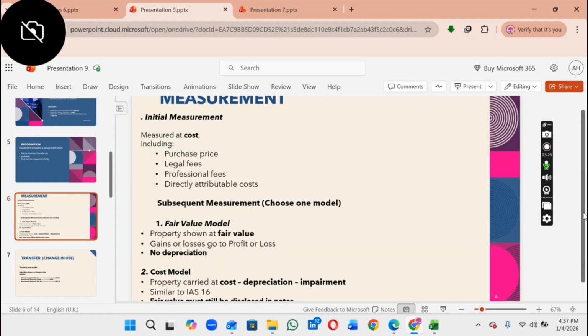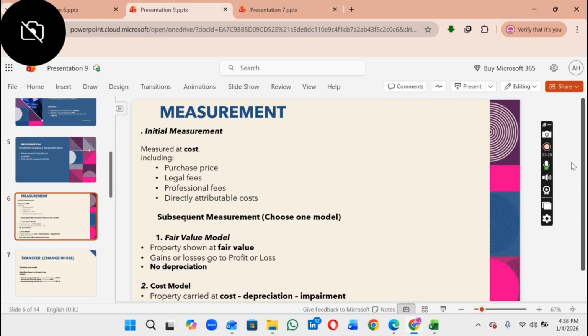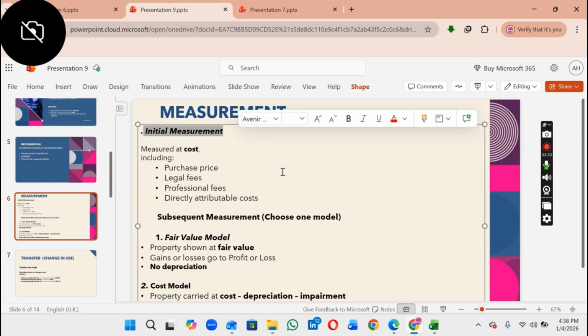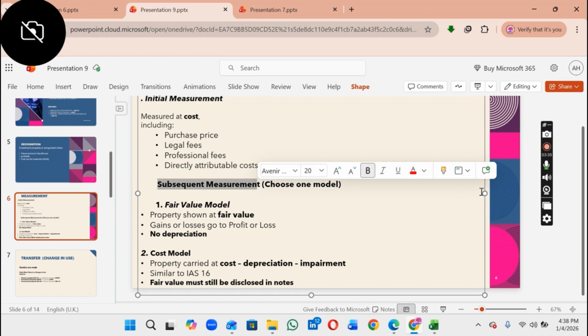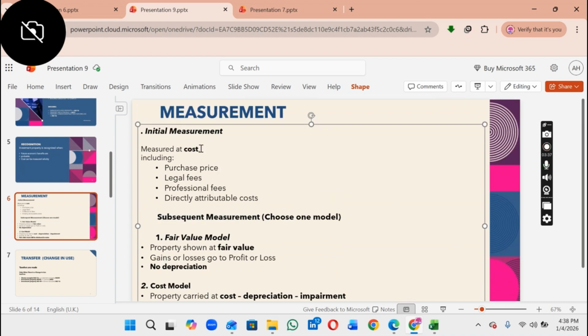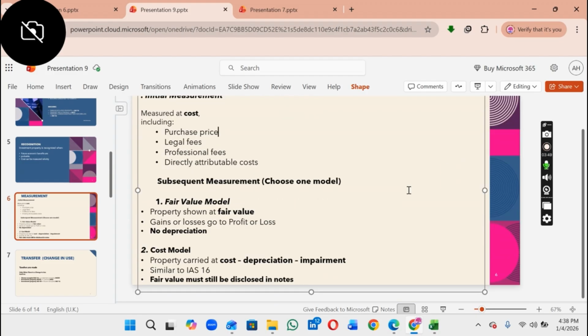Now we have the measurement. How will we measure our investment property? We have initial measurement and subsequent measurement. Initially, we measure our investment property at cost. The cost includes purchase price, legal fees, professional fees, and directly attributable costs. Subsequently, we have two models, and it's your choice which model you want to choose. We have the fair value model and the cost model. Okay, let me just show you.